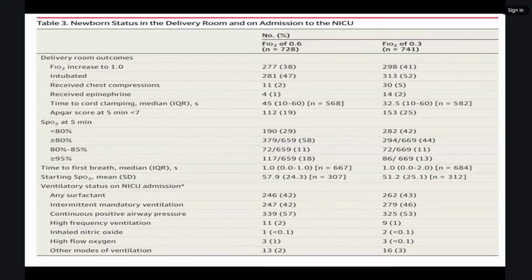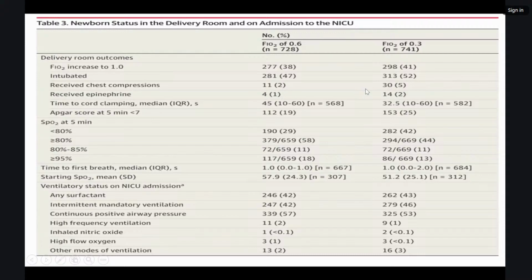So next is the exploratory outcomes. Again, the newborn status in the delivery room and admission to the NICU. So delivery room outcomes, a total of 575 newborns in both the 60% and 30% groups, required increasing the FiO2 to 100% for resuscitation. But there was no statistical significance between the two groups in intubation or receiving chest compressions.